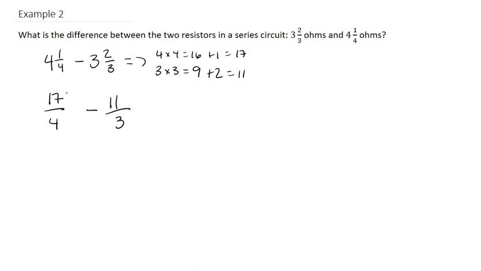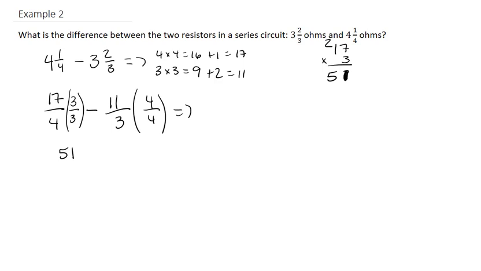So our least common denominator again is 12. So we're going to multiply the first term by 3 over 3 and the second term by 4 over 4. Now 17 times 3. 7 times 3 is 21. So we put the 1 below, carry the 2. 3 times 1 is 3, plus 2 is 5. So we get 51 over 12 for the first one, minus 11 times 4 is 44. And it's over 12. So now we go ahead and subtract.